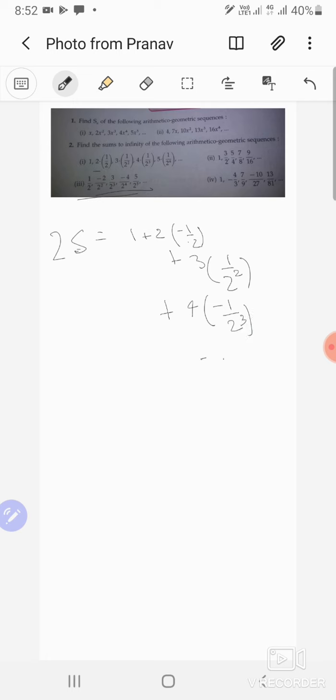Okay, that's nice. So that really paid off. Multiplying by 2 makes it very easy. So here the ratio is negative half, so let's multiply this by negative half. That will give me negative s, that is equal to 1 times negative half plus 2 times 1 by 2 squared plus 3 times negative 1 by 2 cubed, keeps going like that.